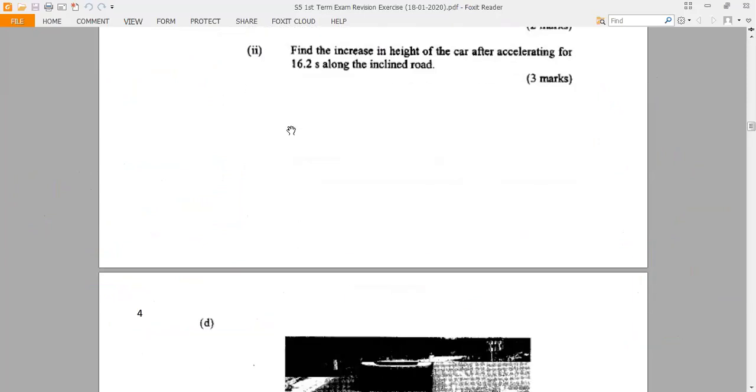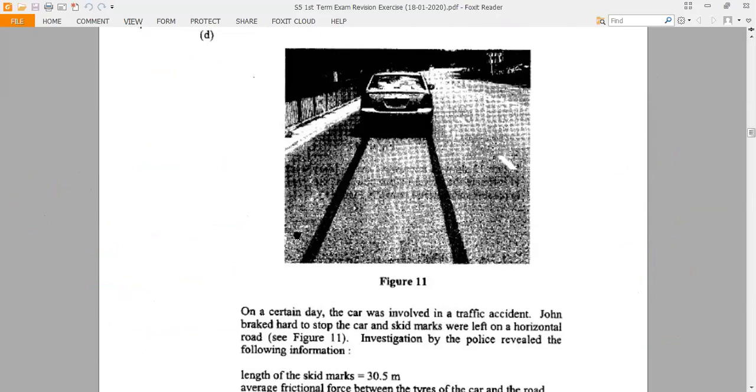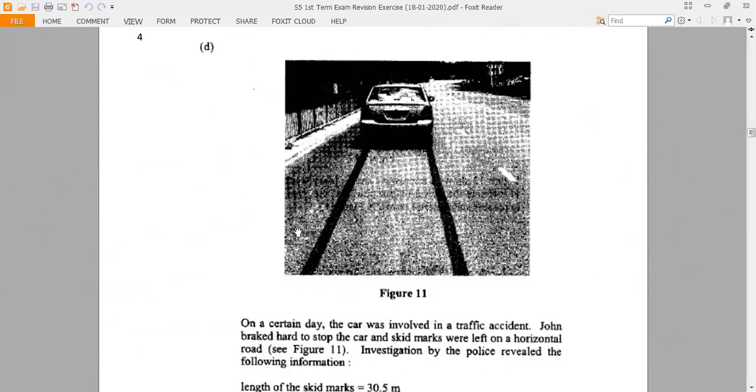Oh, sorry, not yet question 5. It's 4D. We would have a break after question 5.